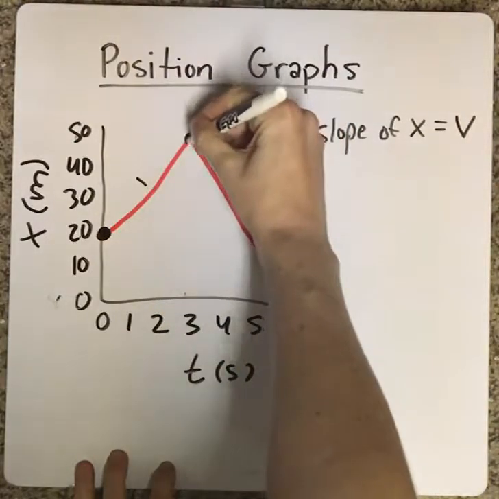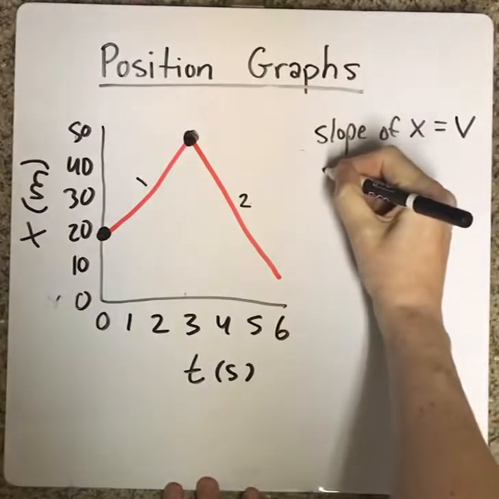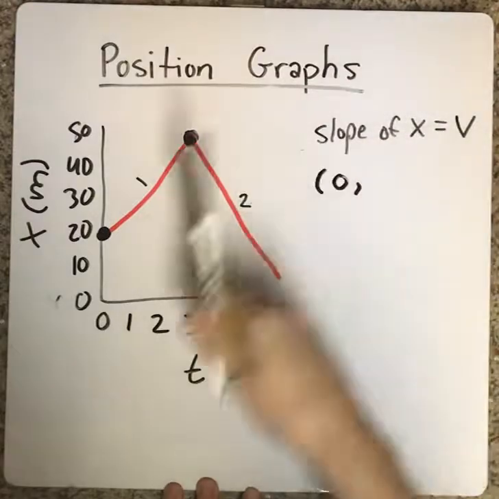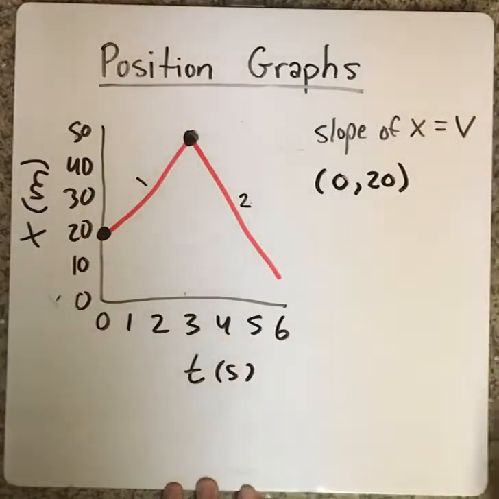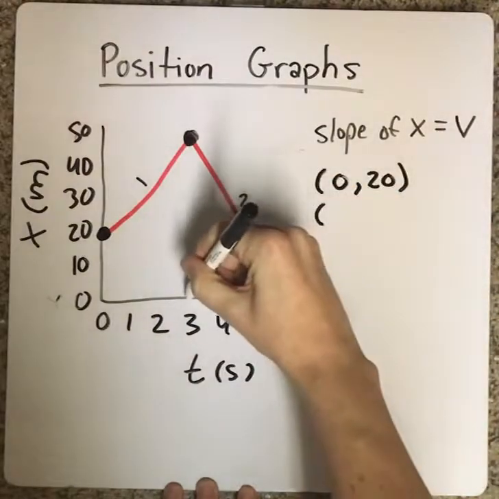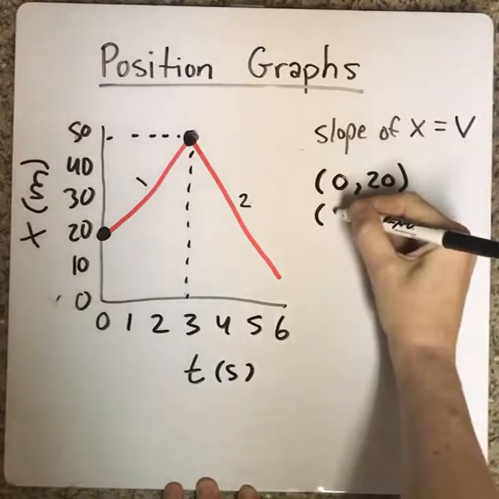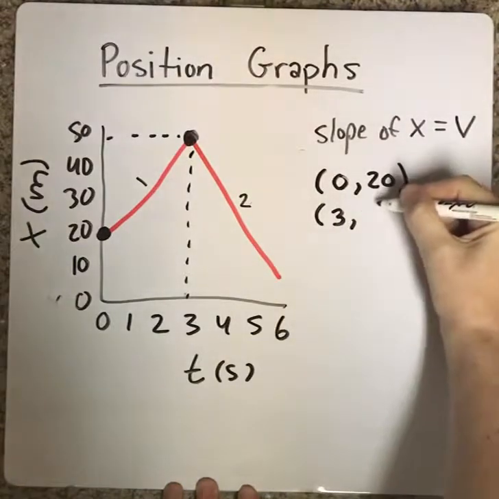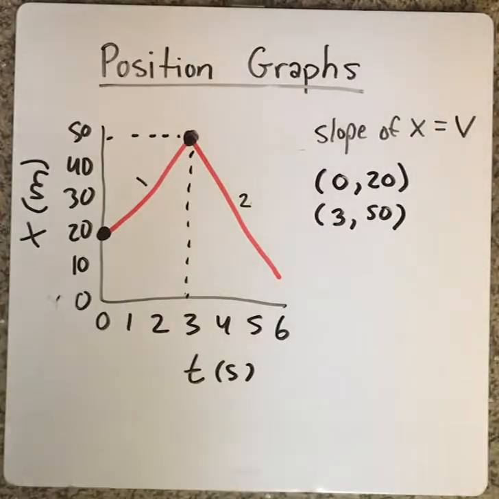So I'm going to pick, for segment 1, the beginning and the end point. So the first point at time 0, my graph started at position 20. And later, notice if I line this up, this is 3 and 50. So after 3 seconds, my graph was at position 50. Once I have those points, it's easy to do slope. I just do rise over run.